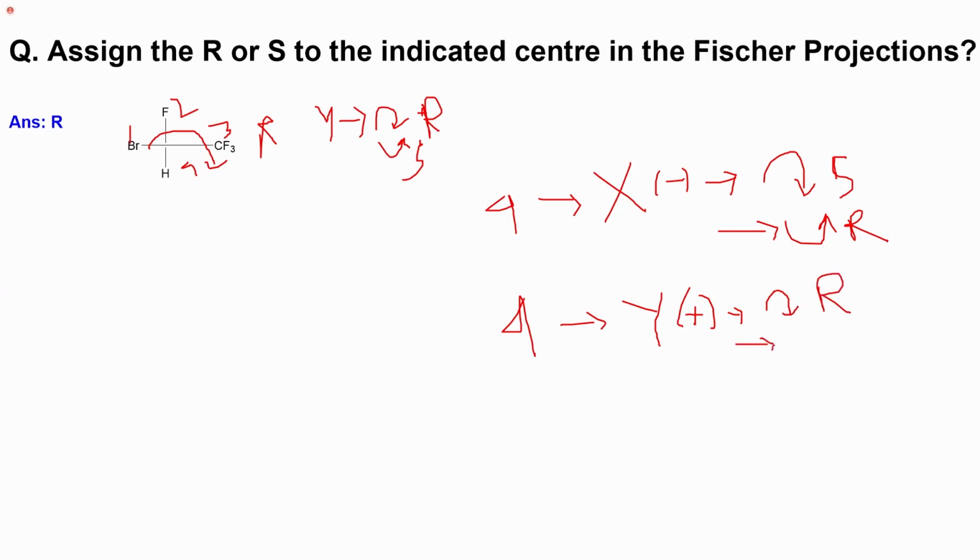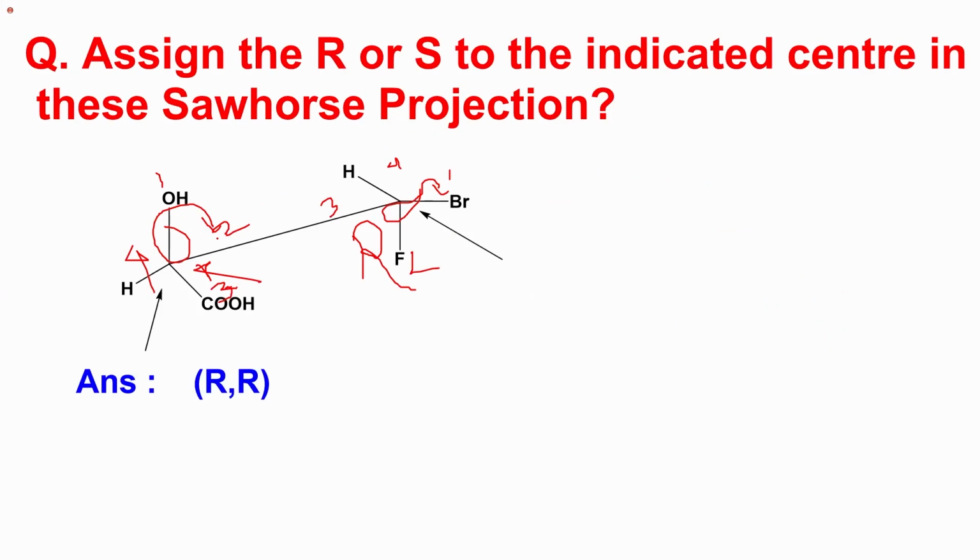And if it is going to an anti-clockwise rotation, then it is an S molecule. So now let's say here, bromine is 1, fluorine is 2, the CF3 is 3, and the hydrogen is 4. So now 1, 2, 3 is clockwise, and by the clockwise rotation positive rule, that means R. The whole molecule is R. Done.